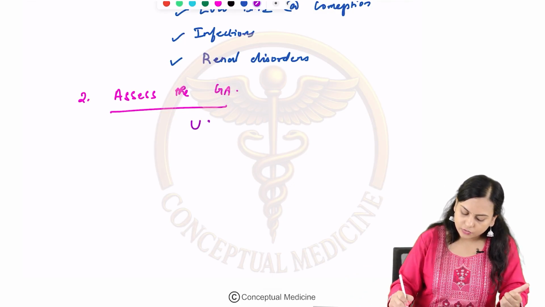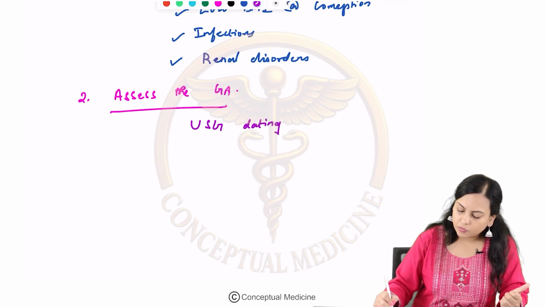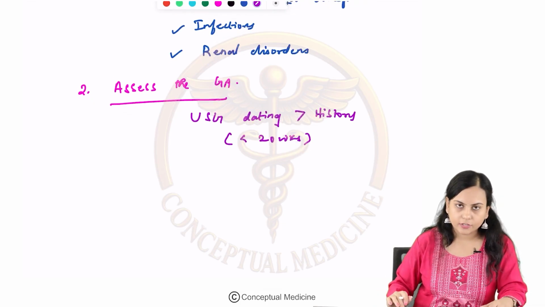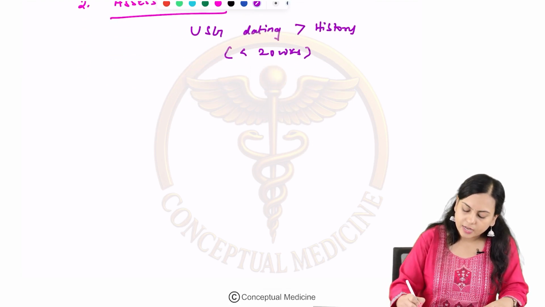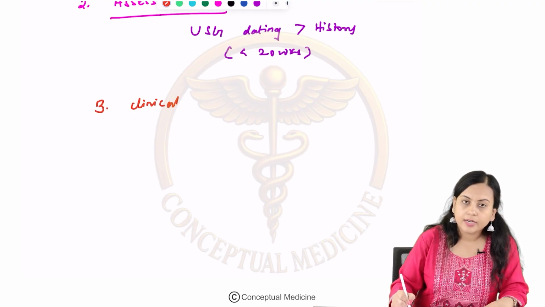Okay, so USG dating is more reliable than history, and especially when it is less than 20 weeks of gestational age. Clear? Yes. And the third point is you can go for a clinical examination.